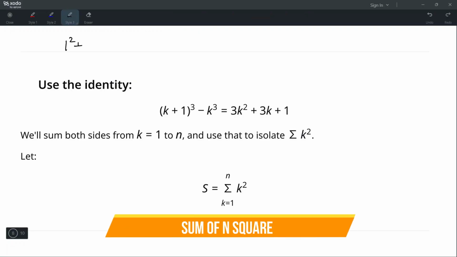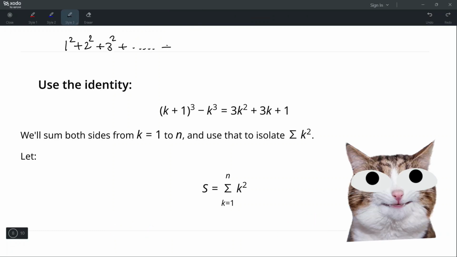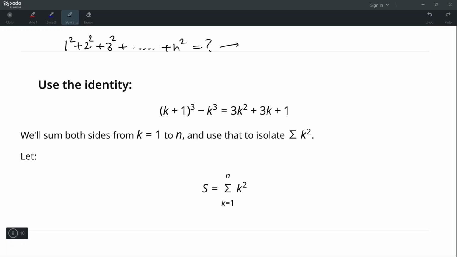What is 1 squared plus 2 squared plus 3 squared all the way up to n squared? What does this total to? We can write this in the summation sign as follows: the sum from k equals 1 to n of k squared, which basically tells us that it is 1 squared plus 2 squared plus 3 squared and on and on. Finally, we put n as k. n is the highest number and the last number in the series.